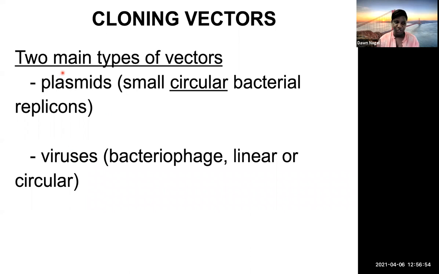There are two main types of vectors. There are plasmids. Again, these are primarily coming from bacteria, right? Small circular bacterial plasmids or replicons, because they can replicate easily. And there's another type of vector that we use depending on the purpose. It's not as common as plasmids, and I'll tell you a little bit more about that later. We mostly use viruses as cloning vectors.